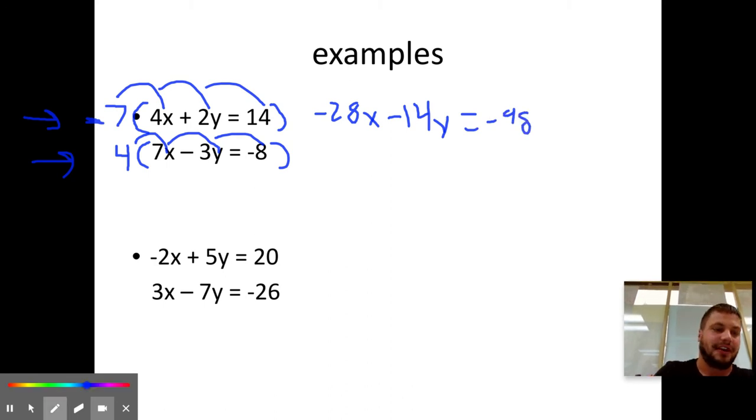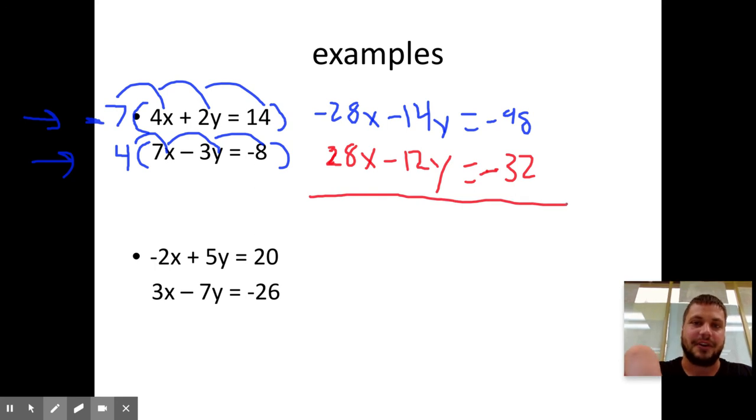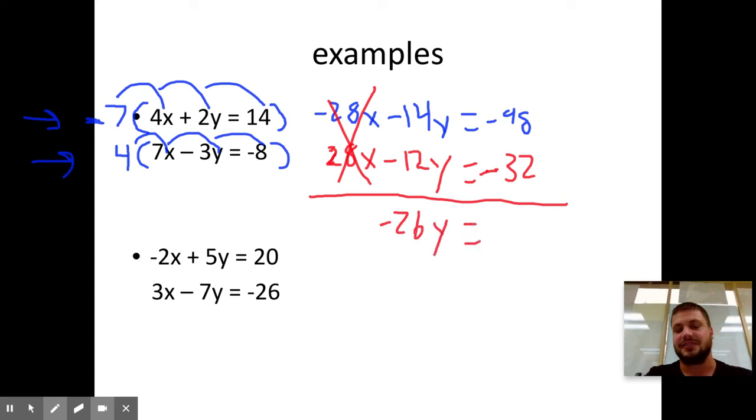Down here, I'll use a different color just so we can stay organized. 4 times 7x is 28x. Look at those opposites. That's what we wanted. 4 times negative 3y is negative 12y, equals 4 times negative 8, which is negative 32. Now I add these together. Negative 28x plus 28x is eliminated. Negative 14y minus 12y is negative 26y, equals negative 98 minus 32, which is negative 130.